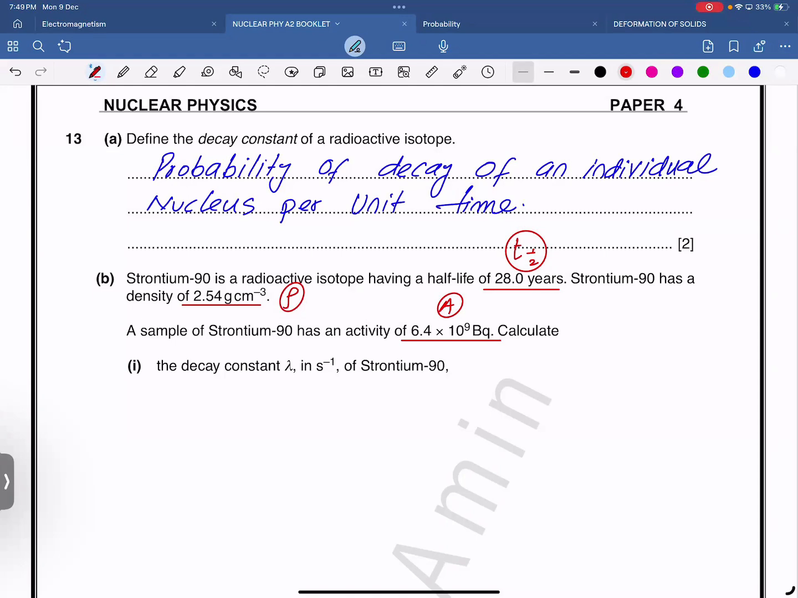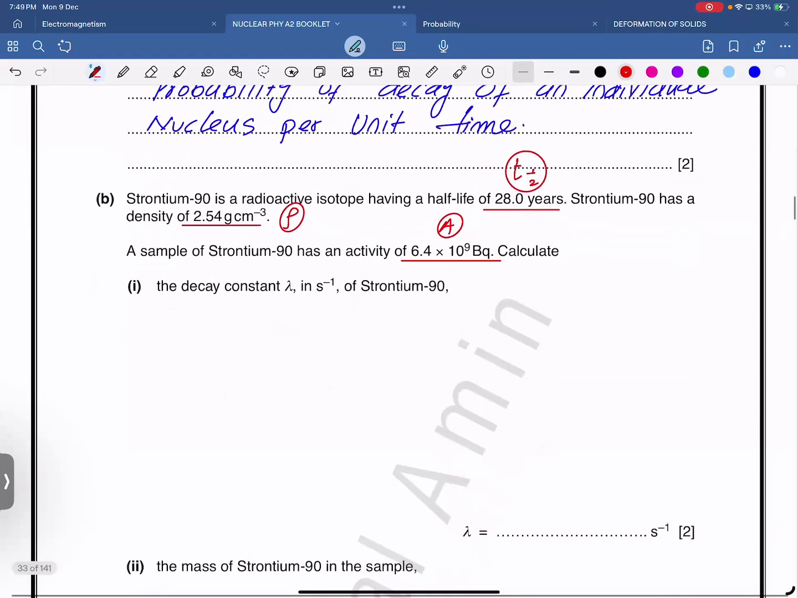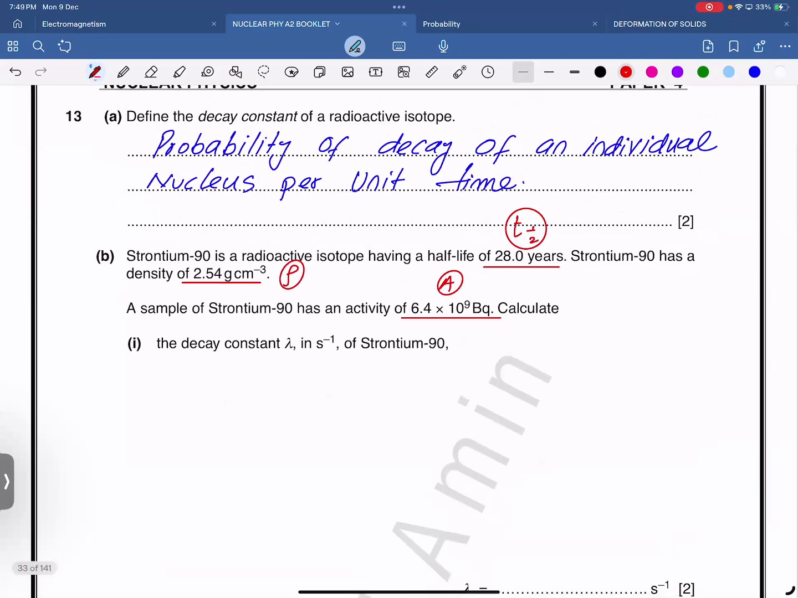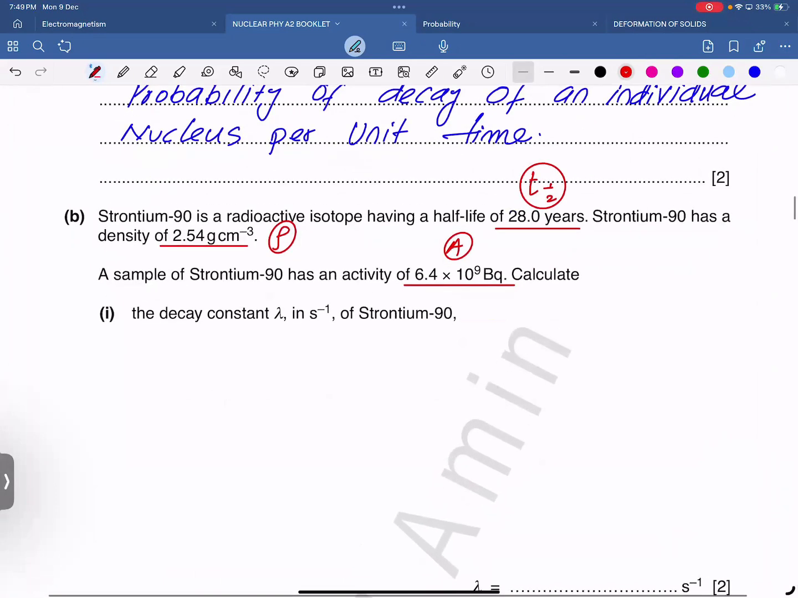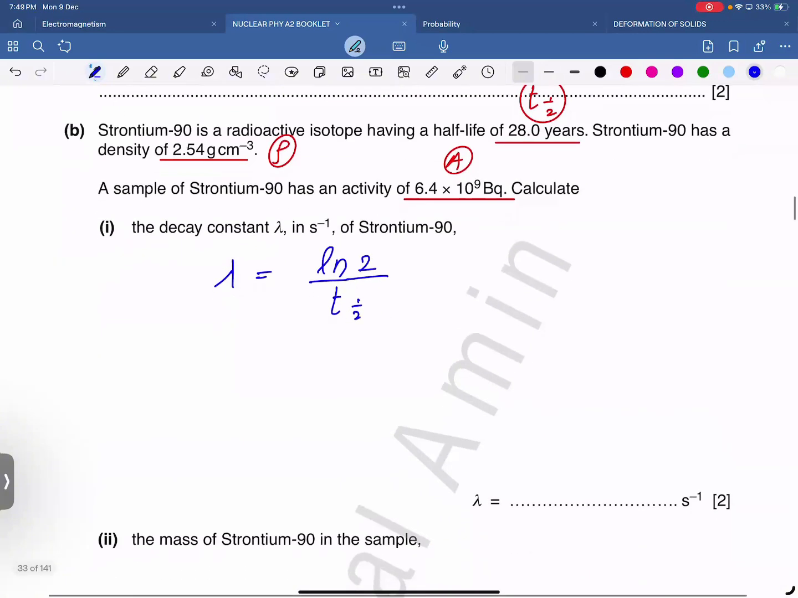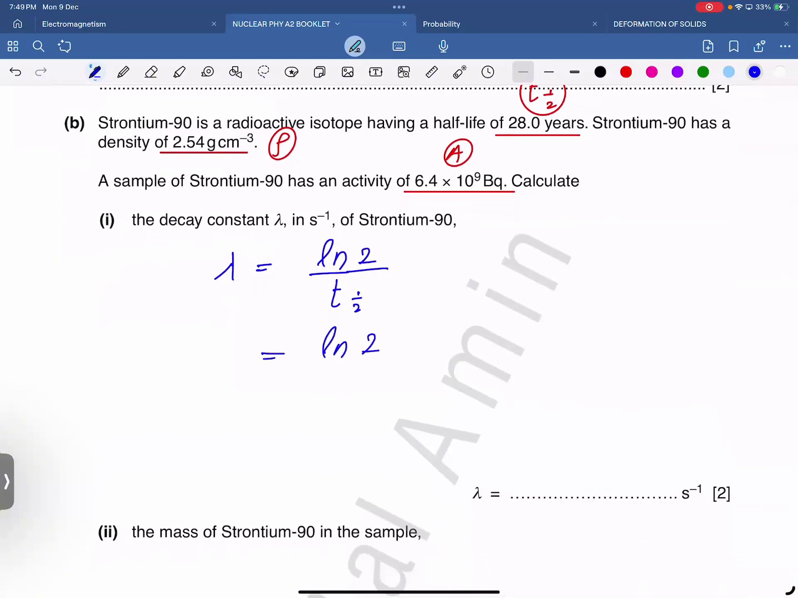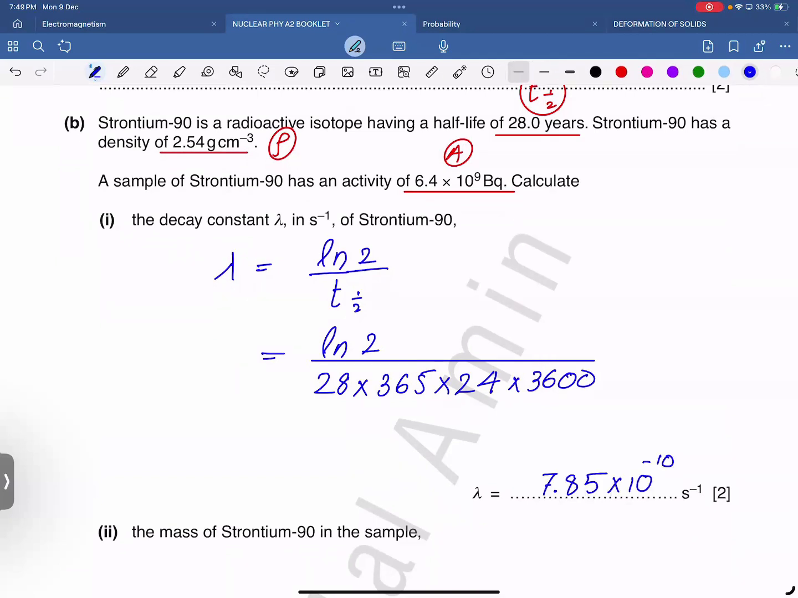Decay constant is very easy. Just look at the unit, what unit you want: per second. So the half-life should also be in seconds. Decay constant equation, you all know, lambda equals log 2 over half-life. Right, students? Half-life is 28 years, so what do you do? 28 times 365 times 24 times 3600. Lambda is 7.85 times 10 power negative 10.